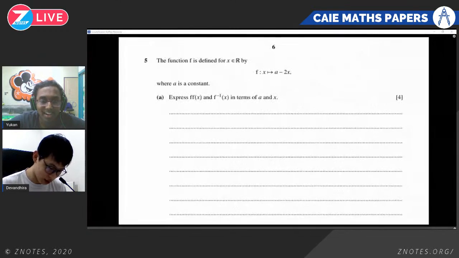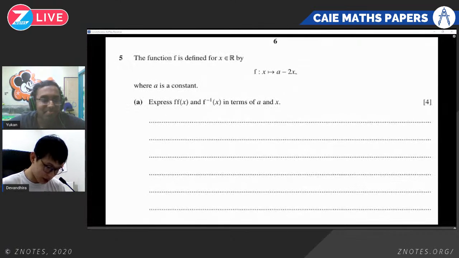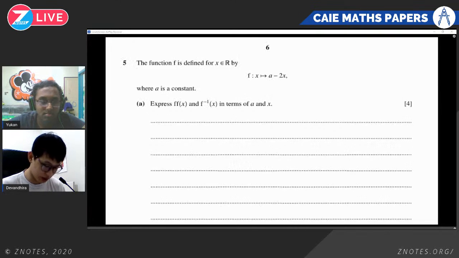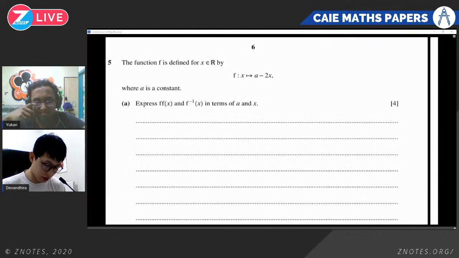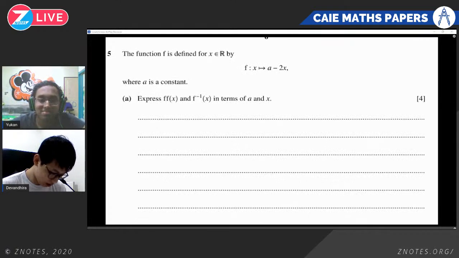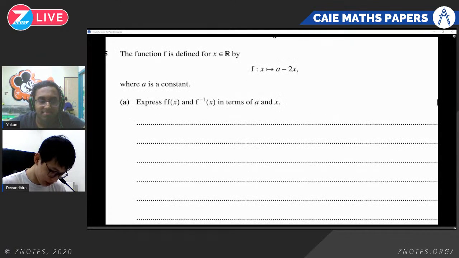Right, next question. The function f is defined for x in real numbers by f of x is equal to a minus 2x, where a is just a constant. Express f of f of x and f inverse of x in terms of a and x. 4 marks. That's a lot. It shouldn't be so hard, right?